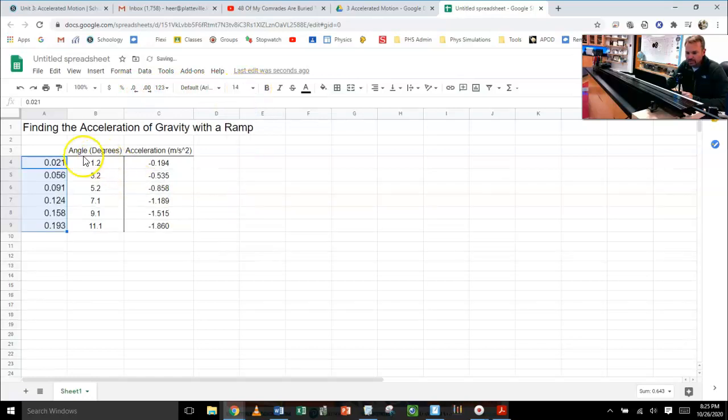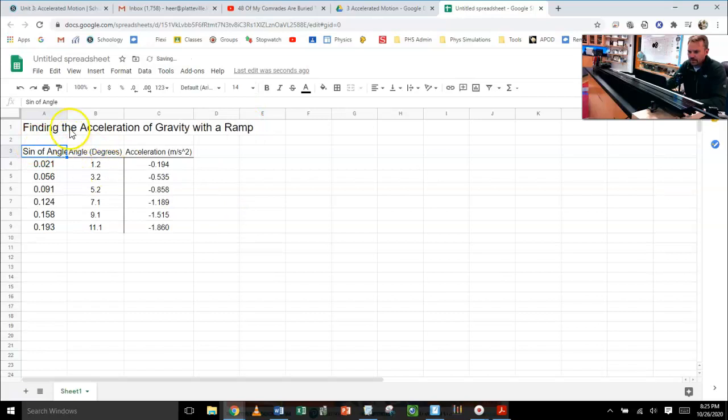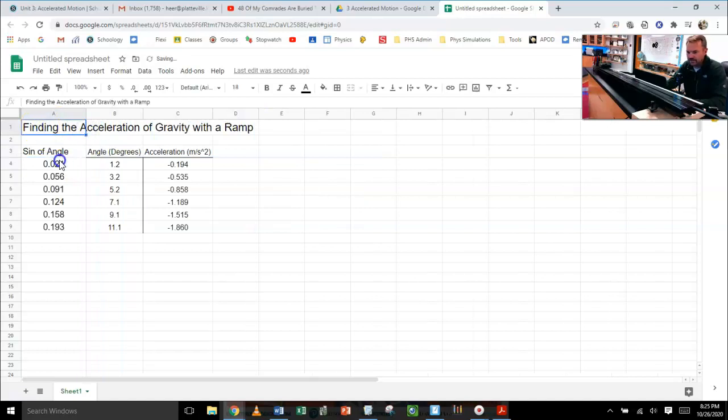So I'm just going to increase that font, put her in the center. I'm going to write angle sine. I'm going to say the sine of angle. Sine of angle. And I'll also make that 14. Increase my spacing here. Oh boy. Because I put that in the first one. That's why I did that. Put an underline there.